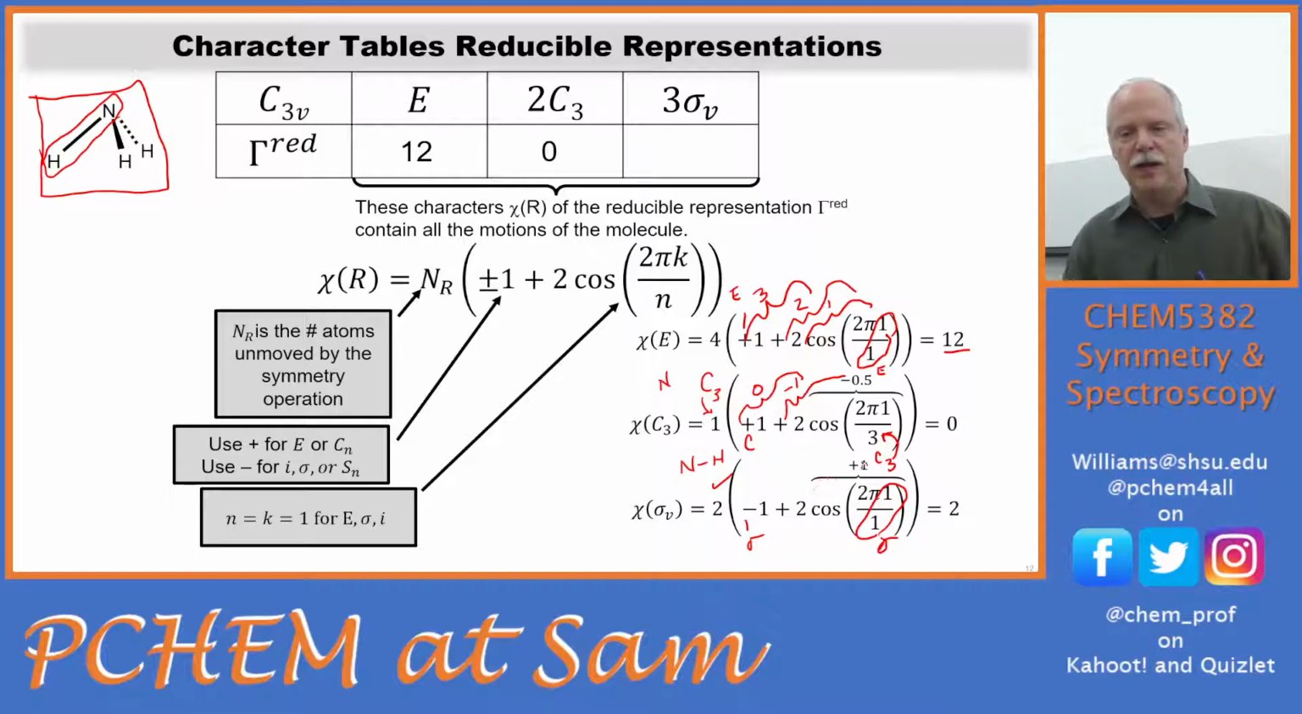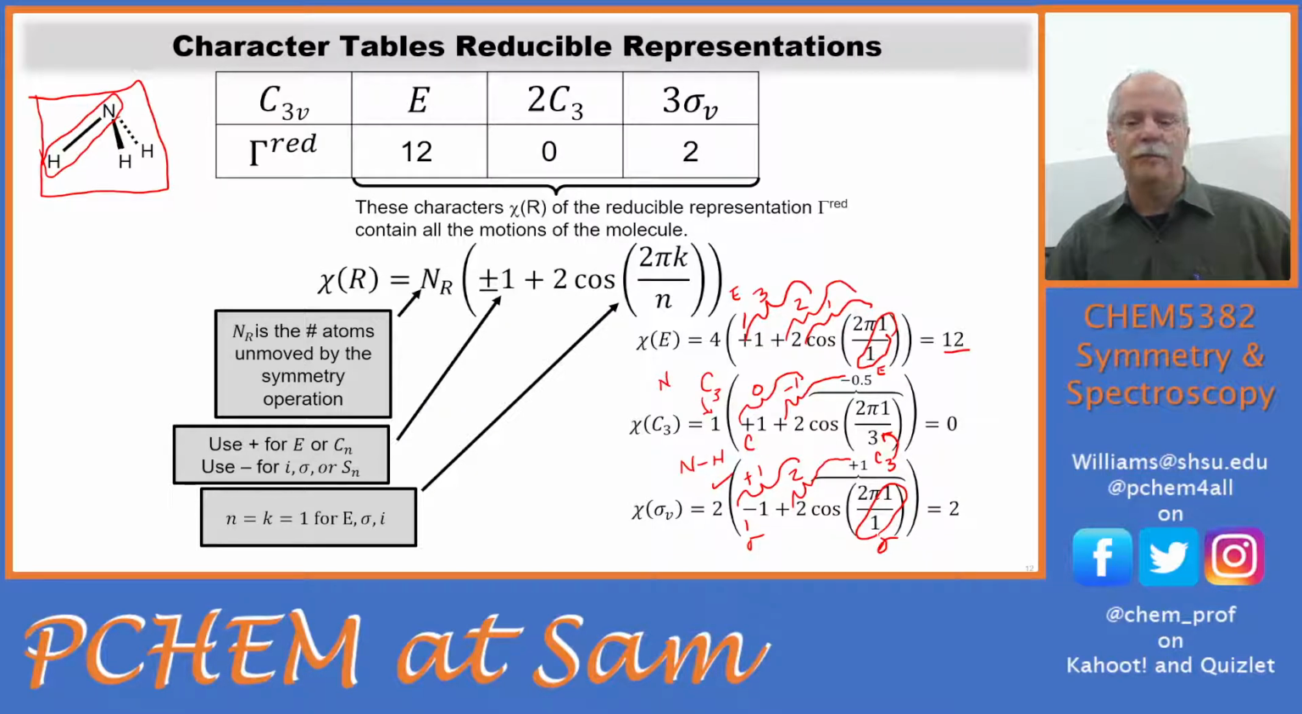So we have the cosine of 2 pi, which is 1. 1 times 2 is 2. 2 times minus 1 is minus 2. Oh, no. 2 minus 1 is a plus 1. Okay, and so I screwed up. So yeah, 2 minus 1 is 1, and then 2 times 1 is 2. So then the reducible character under the reflection column is 2. So that's going to contain all of the representations of all of the motions of ammonia.